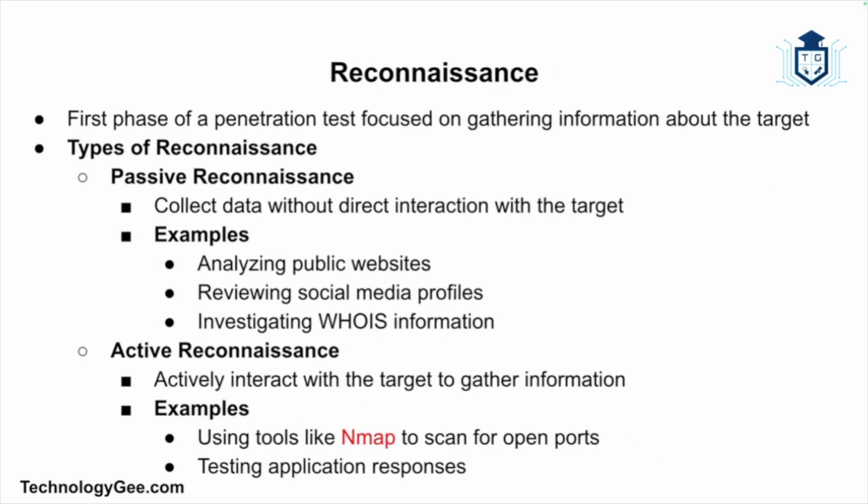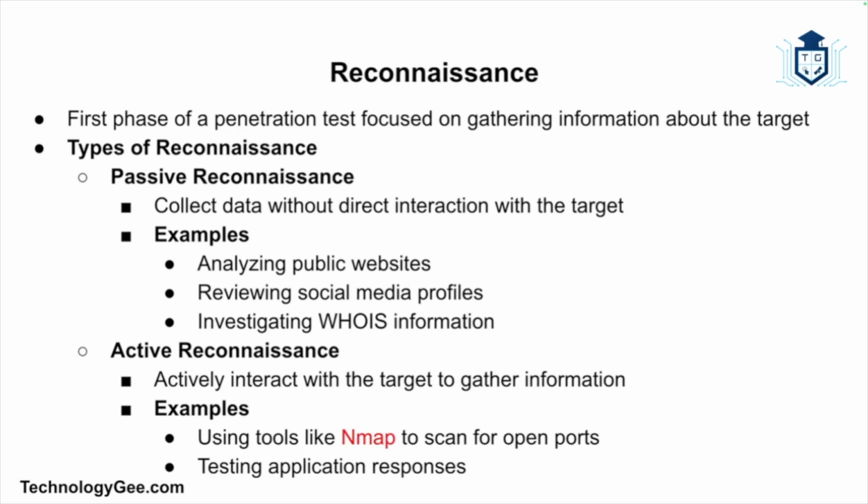All right, next up, we have what is called reconnaissance, and this is the first phase of a penetration test focused on gathering information about the target. And we have what is called passive reconnaissance, and this is where you collect data without interacting with the target. And examples of this, you could be reviewing public websites, social media, or the WHOIS information.